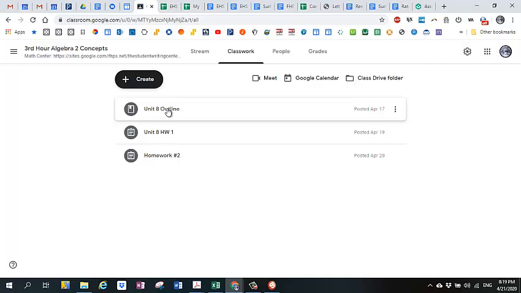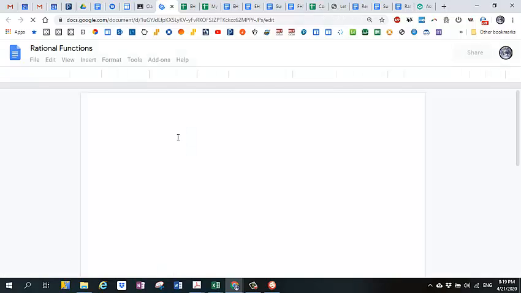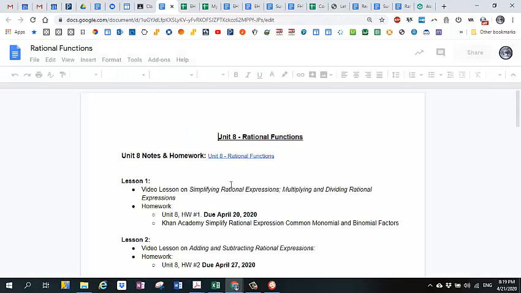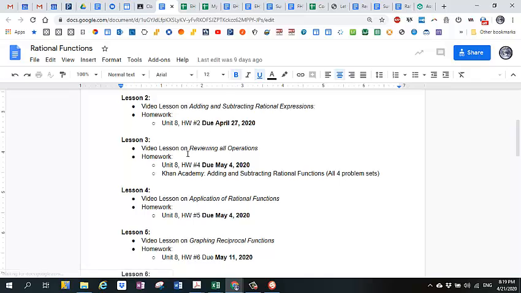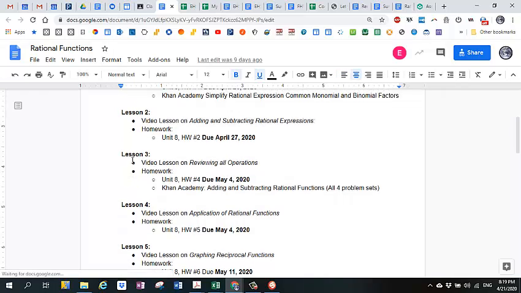I've also posted this thing called Unit 8 Outline. That is basically our outline for the rest of the year. It's got the dates on there. Right now, we just did lesson 2 on Monday. Tomorrow, Wednesday of this week, we're doing lesson 3. It's not due until May 4, but this is homework 4, so we're skipping homework 3.